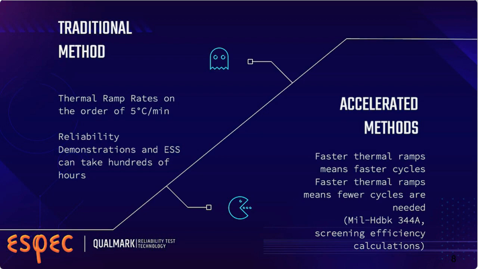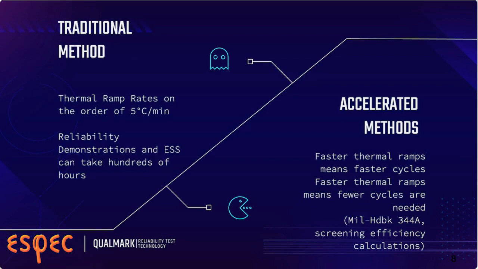Not only that, there's a second key advantage. If you are ramping more quickly, your ramps are more stressful, so you need fewer ramps in order to get the same level of fatigue on your product. So not only are you getting done more quickly because the ramps take less time, you're having to do fewer cycles as well. Now, this logic is outlined in Mil Handbook 344A.